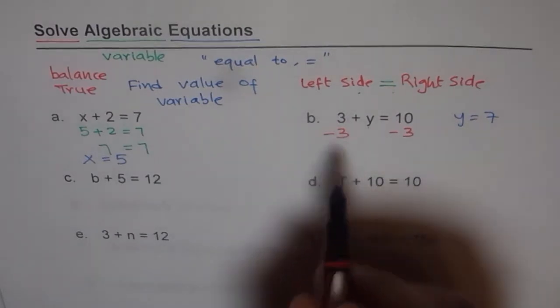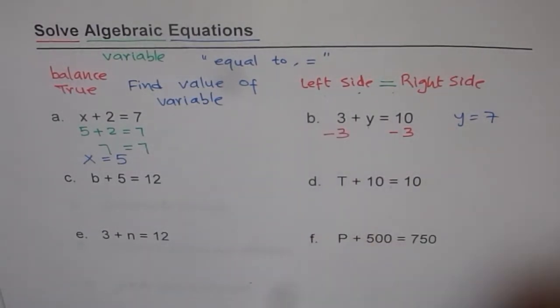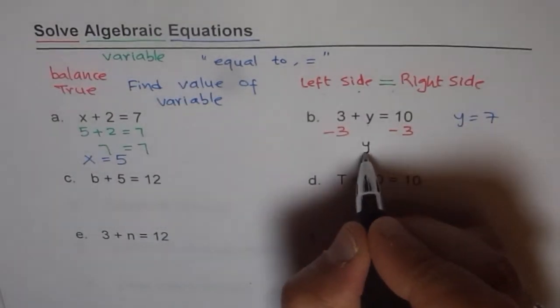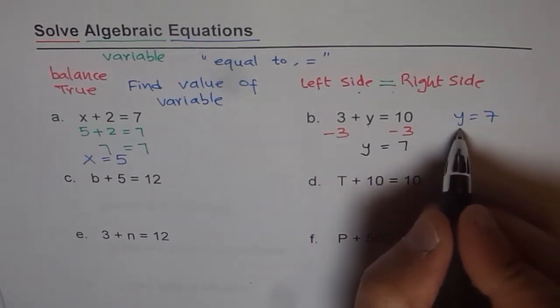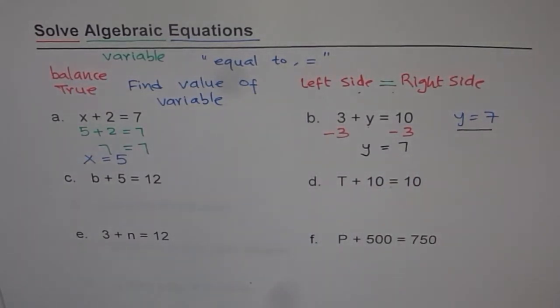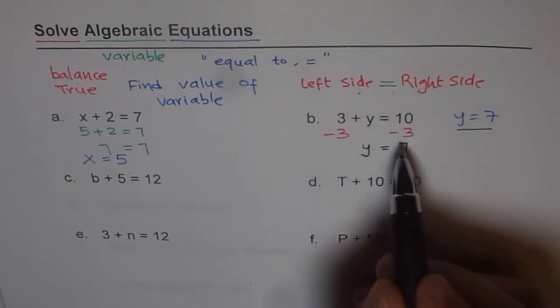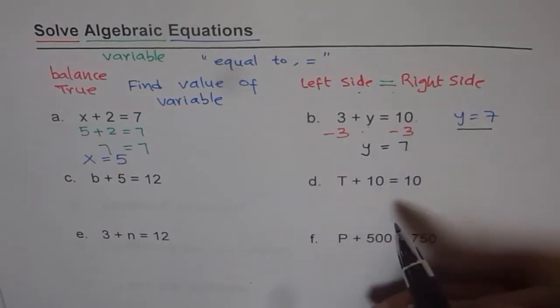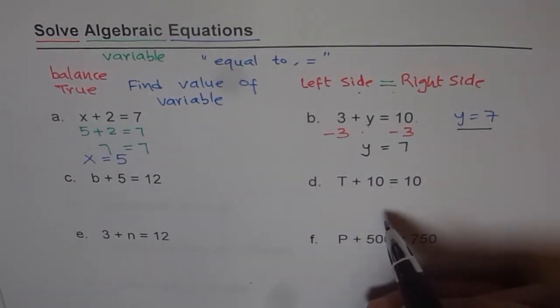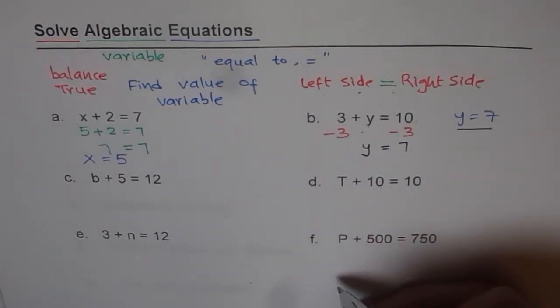Yes, if I do that, 3 minus 3 is 0. What do I get? I get y on the left side, and on the right side 10 minus 3 is 7. I get my solution, which is y equals 7. Do you get it? You can always check it. If you place 7 back, we get 3 plus 7 is 10, which is equal to the right side. Do you see that? That is how we will solve our equation.